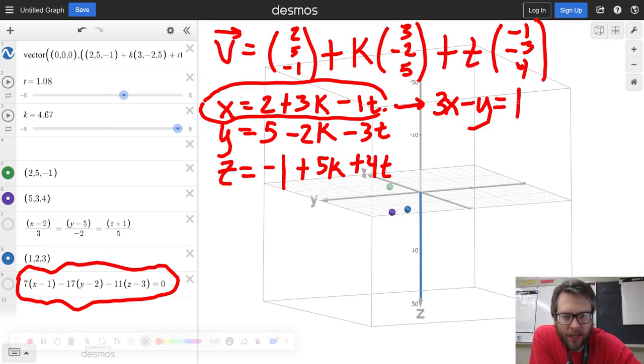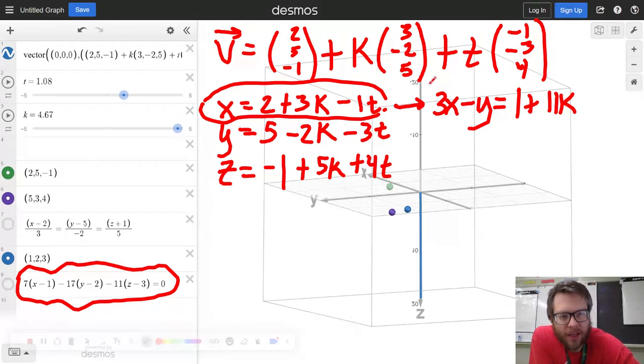Then look at the k's. X times 3 means 9k, minus y, so we do 9 minus negative 2, so that looks like 11k. And I know that the t's are going to cancel out because I chose the numbers that I did to make them cancel out. 3 times x would be 3 times negative 1t, so that'd be negative 3t, minus y, minus negative 3t is 0.